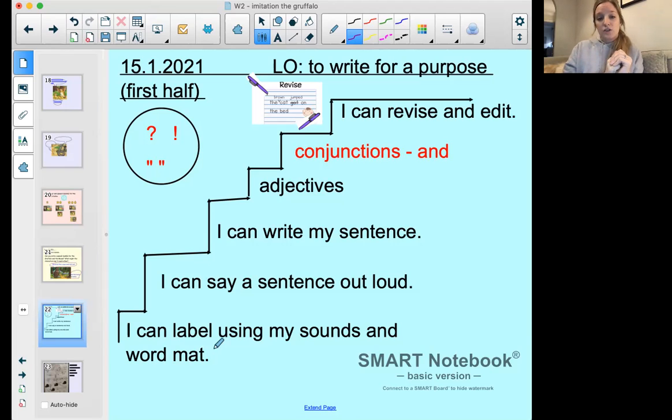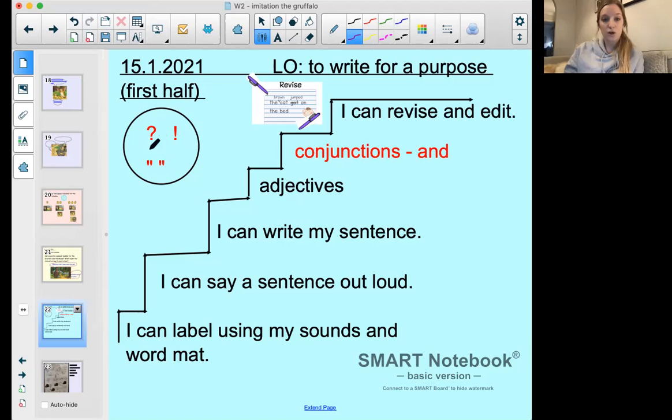So, looking at writing a story, we need to be able to say a sentence out loud, write our sentence down using our sounds and tricky words, making sure that we're using adjectives, conjunctions, finger spaces, capital letters, full stops. And the top step, look where we have our purple pens, is revising and editing. And that means we read our sentences over as we go along and we make any changes that we need to.